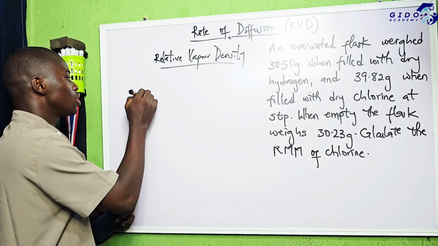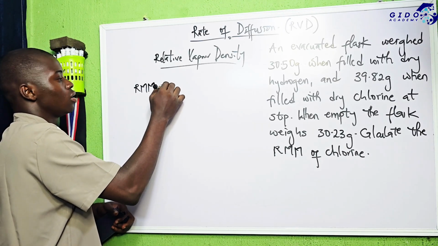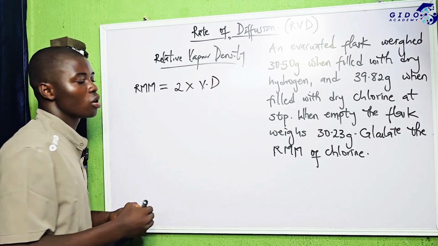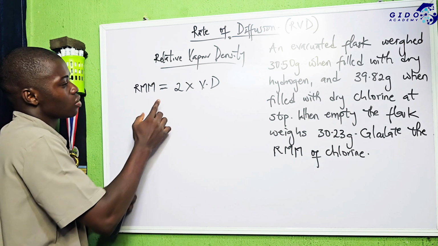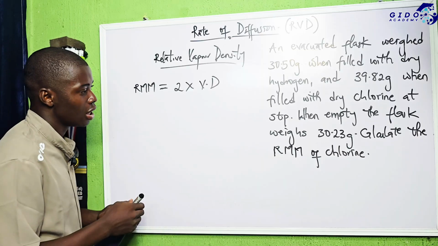Please, what you should know is that relative molecular mass of a compound or of any substance at all is 2 times the vapor density. So if you multiply your vapor density by 2, you are going to get the relative molecular mass of that particular compound. It is as simple as that. Let me show you something.